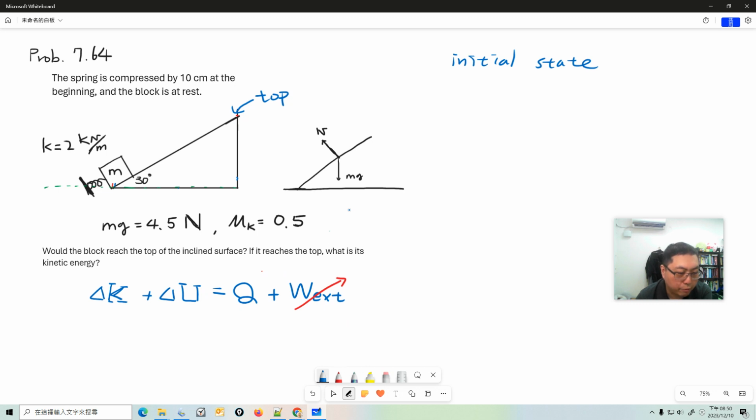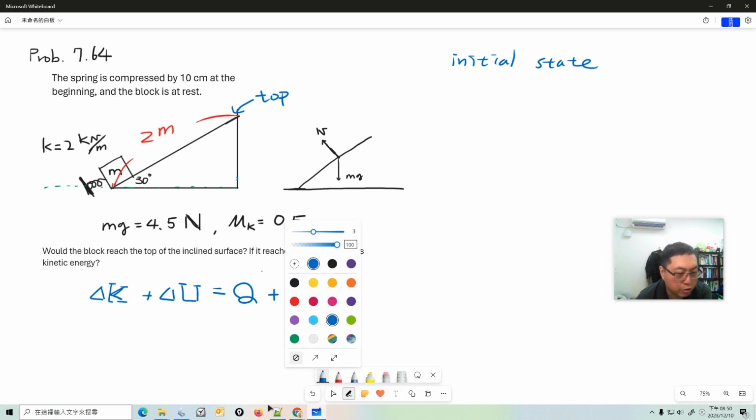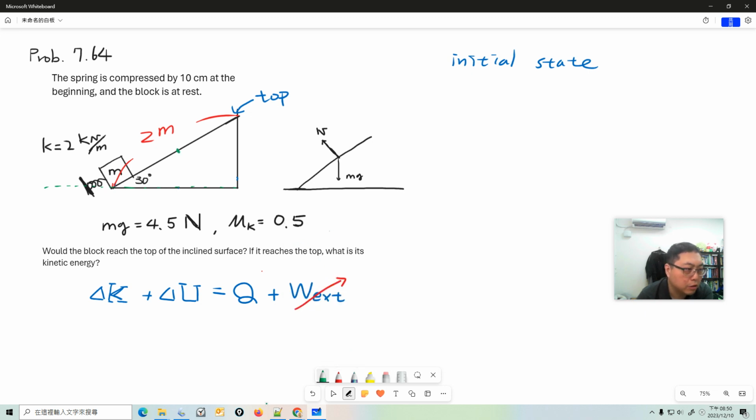I forgot to mention something. The length of this inclined surface is 2 meters. In this problem, I assume that the block moves a distance d on this rough inclined surface. It's an intermediate state. I just assume the block moves a distance d on the surface.